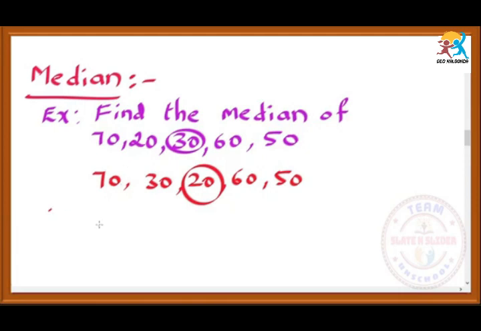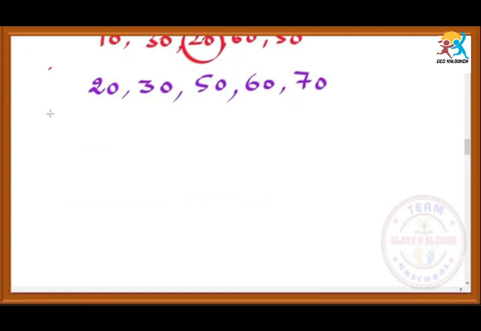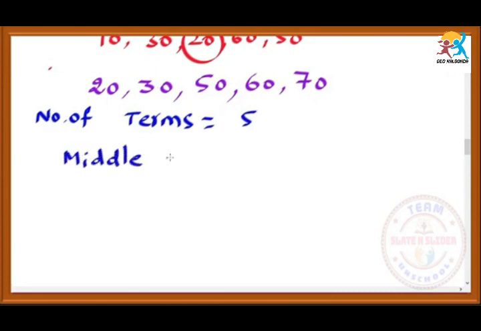So I would like to write the smallest first. The smallest is 20. After that, the next number is 30. Next 50, 60, 70. Now find the number of terms. How many terms are there? The number of terms is 1, 2, 3, 4, 5. 5 terms.